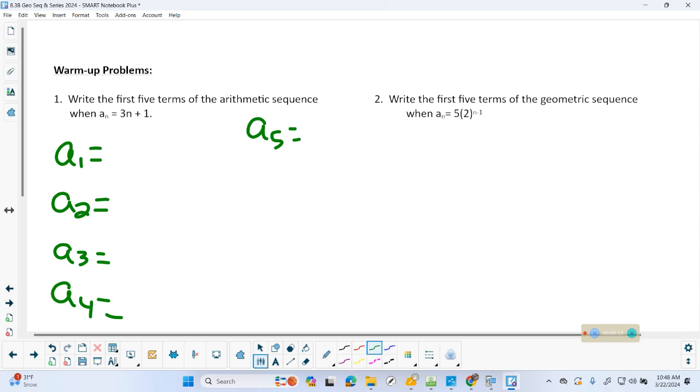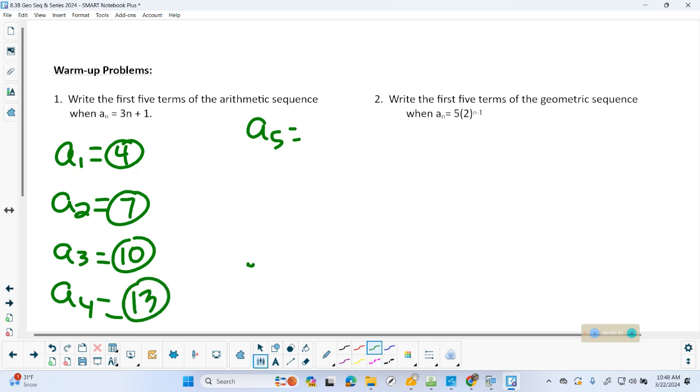Okay, let's put 1 in. What's 3 times 1 plus 1? 4. 3 times 2 plus 1. 3 times 3 plus 1. Now, here's where I stopped actually calculating, because what's the pattern? Plus 3. So I just add 3 and make my life easy. And you can too, of course.